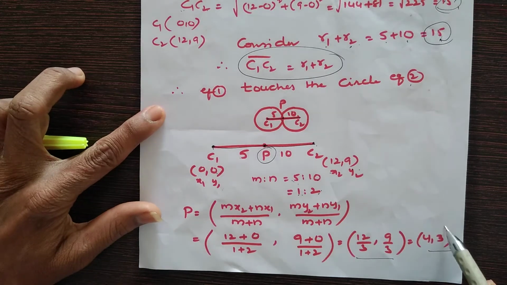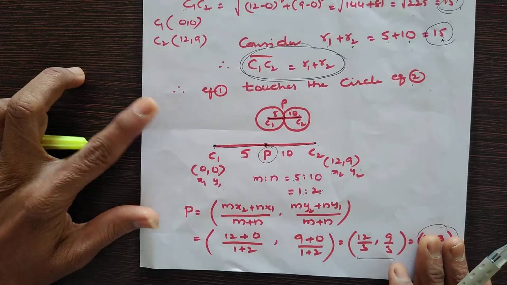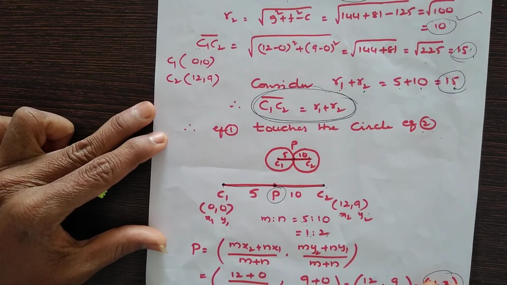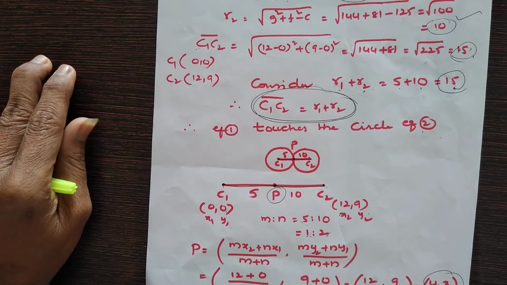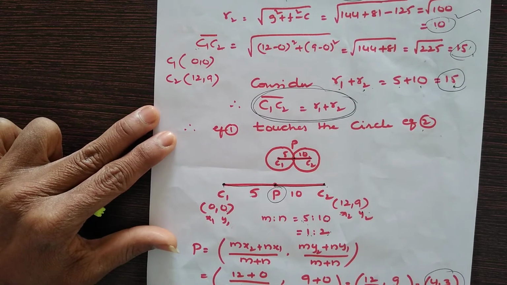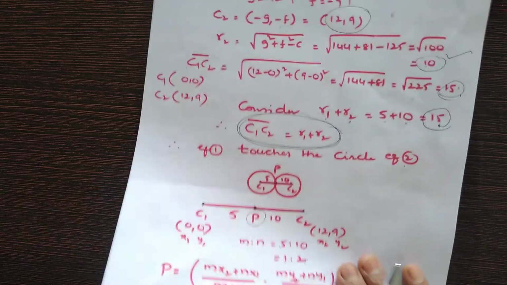Okay, now this is the point, and we have shown it touches externally. This is how we have to check whether the circles touch each other or not, and also we can find the point where they touch. This is the point. Is it clear? Now next, in this exercise the last question will be, see here.